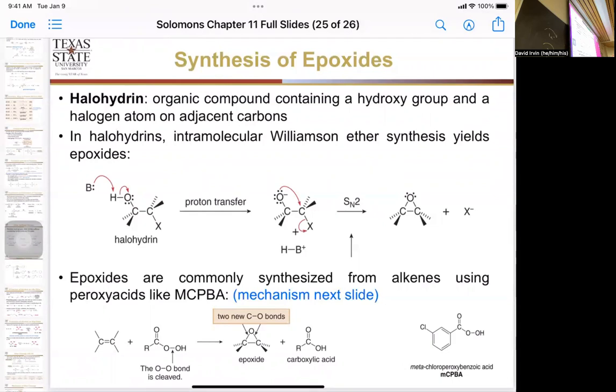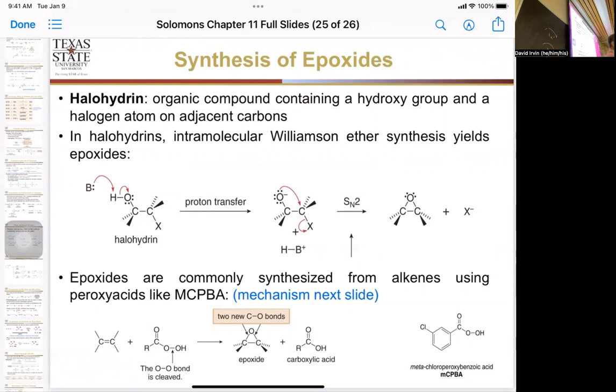Okay, so there's a couple ways to make these. The first way is the Williamson ether synthesis. You have an alcohol and a halogen in the alpha and beta positions. What you can do is deprotonate this alcohol, and then it is going to wag around here, and eventually it might come in and act as its own nucleophile and kick out the halogen. So in this case, we're starting with a halohydrin, oxygen, OH and a halogen. And we know how to make a halohydrin, right? We can take an alkene with Br2 or I2 in water, and that'll make the halohydrin.